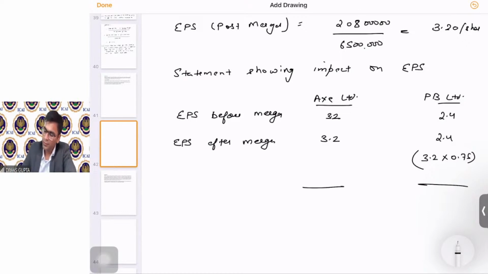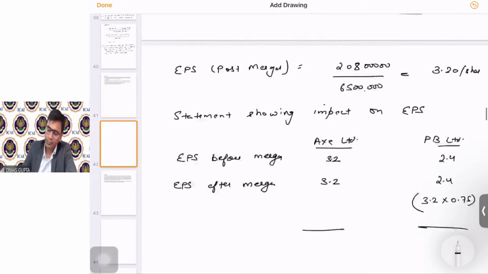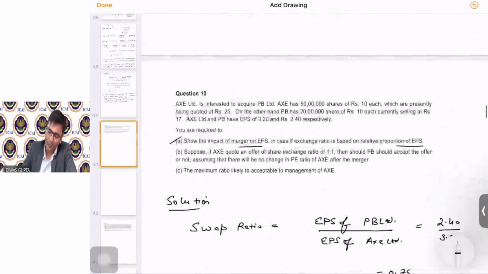Now, if you see, there is no impact, right? Previously, it was 3.2 for X Limited. Now also it is 3.2, and for PB Limited it is 2.4. And now also the equivalent amount after the issue of the shares in X Limited is still 2.4, students. Okay. Now let's come to the second part.